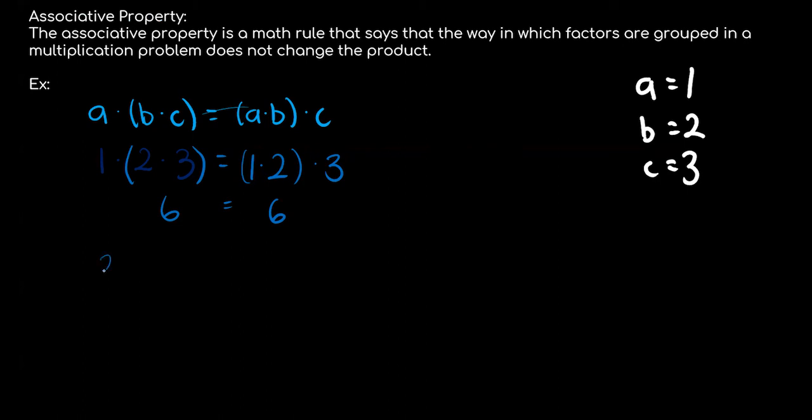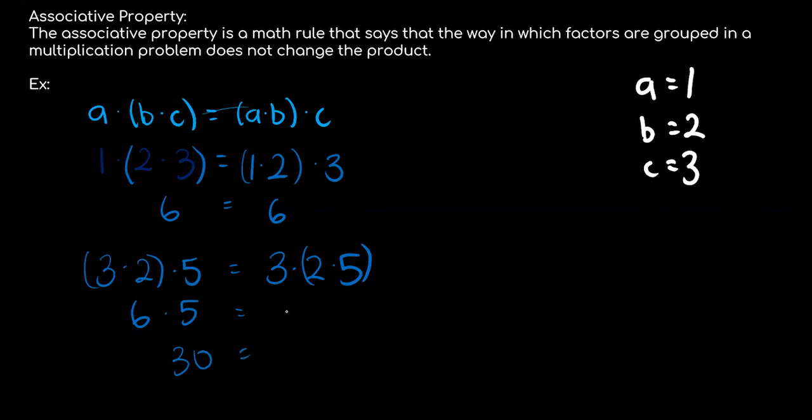Let's have another example. 3 times 2 times 5 equals 3 times 2 times 5. There we go. 3 times 2 is 6. 6 times 5 is 30. This is equal to 2 times 5 is 10. 10 times 3 is 30. That proves the associative property works.